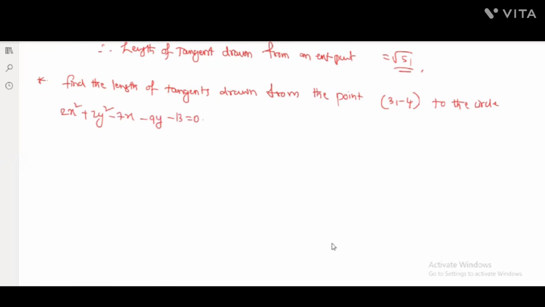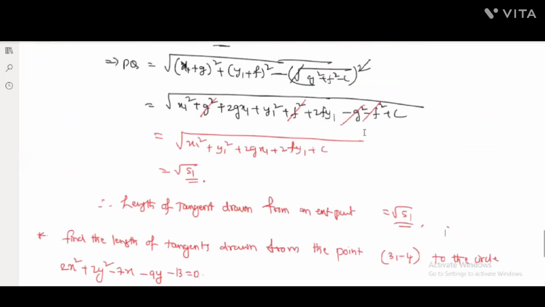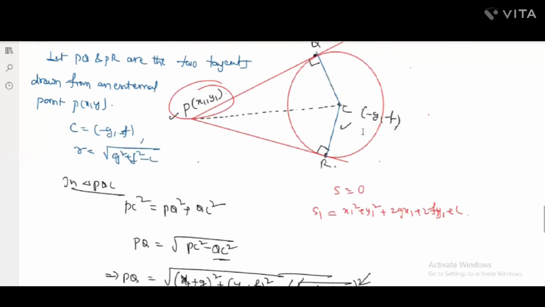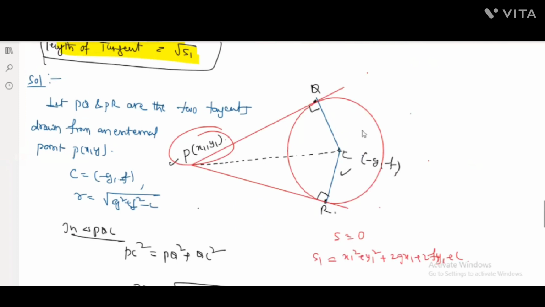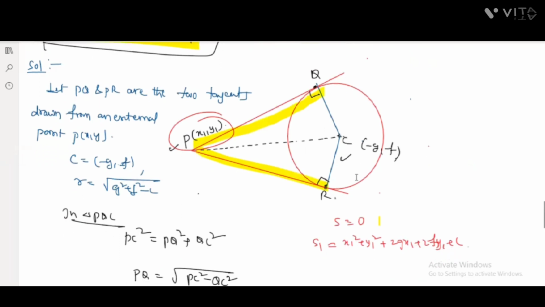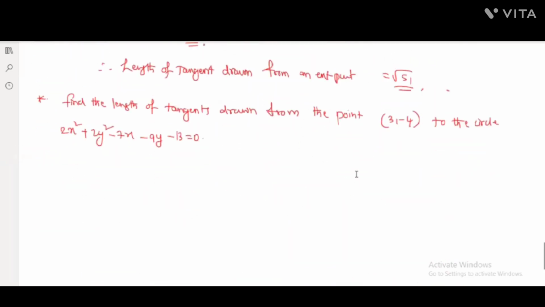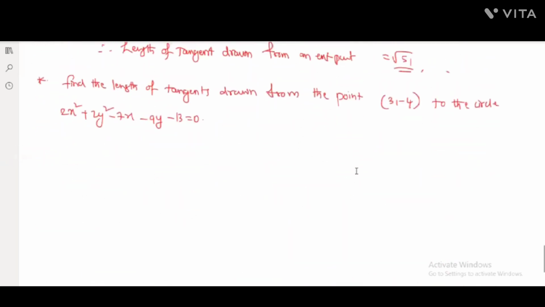So here one more thing we have to discuss is, we have drawn two tangents from P(x1, y1) to this circle, right? So the lengths of these two tangents will be equal. That means from an external point, if we have drawn two tangents to a circle, the lengths of the two tangents will be equal. Means PQ is equal to PR in the above case.